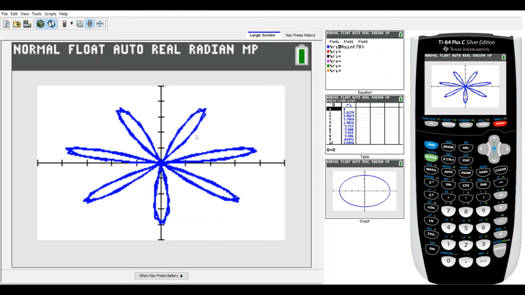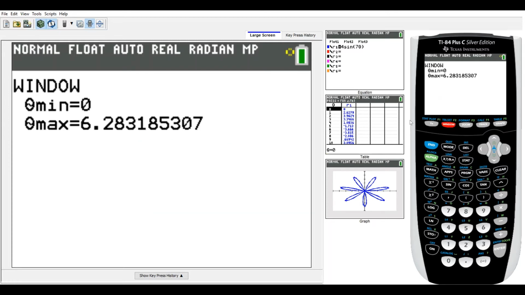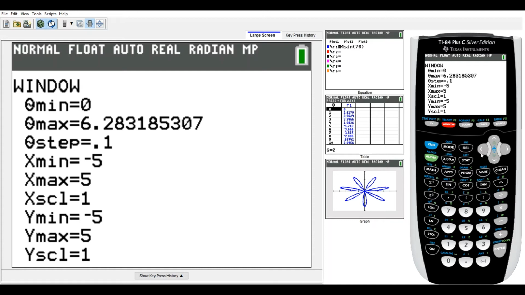You may have noticed it sketched out a shape here 2 times. It did it kind of quick. But you can also see it's looking a little bit rigid here. This doesn't look very smooth, and that was because of our theta. Let me go into the window here so you can see it. Our theta step was 0.1. If we go a little bit smaller, we can smooth this out. So let's try 0.05.